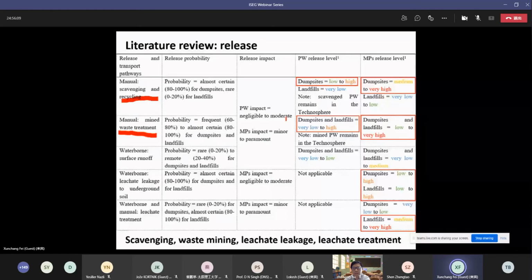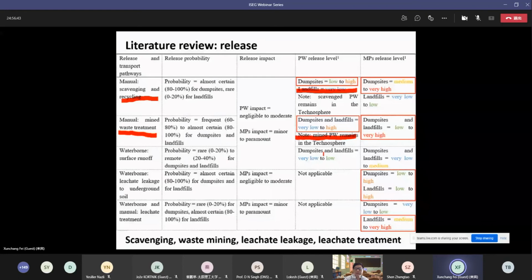So among all these pathways, and after all the assessments and analysis, what we can see here is that, for the plastic waste, the most likely release pathways are scavenging from the dump sites. This is, I think, very easy to imagine. And also mining of the dump sites and landfills, meaning displacing the plastic waste to other places for further treatment. These are essentially the two dominant pathways for the plastic waste, meaning the big pieces of the plastics, to leave the landfills and dump sites.